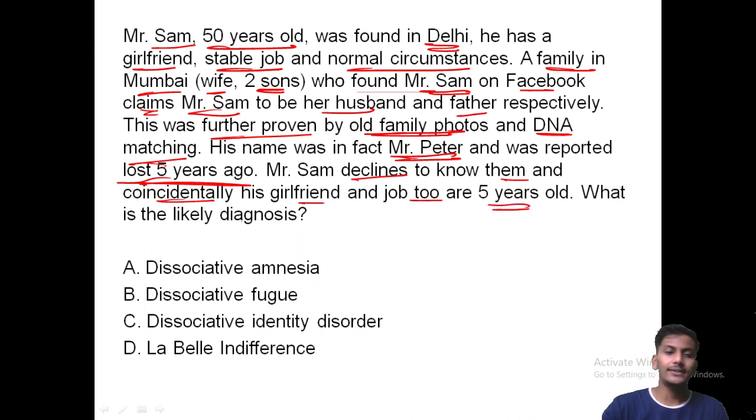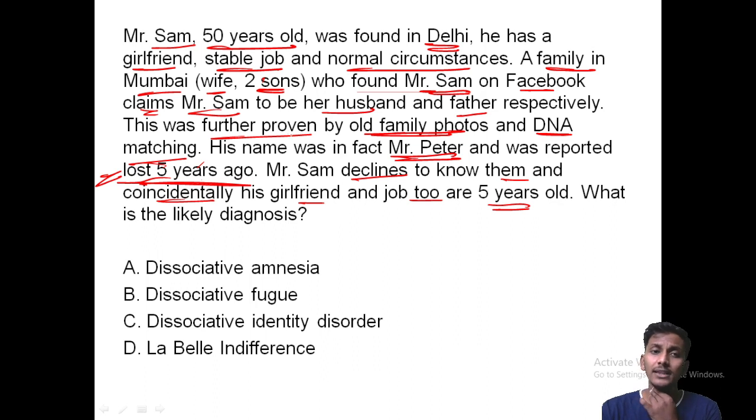Right, so let's see, guys. Important one. Isme kya ho raha hai? Let's see the important features. This Mr. Sam, who is 50 years old, was found in Delhi at a new place with a girlfriend, a stable job, and in normal circumstances. But a family staying in Mumbai with a wife and 2 sons were claiming that Sam is their father or husband respectively. They were saying that the person was lost 5 years ago, right?